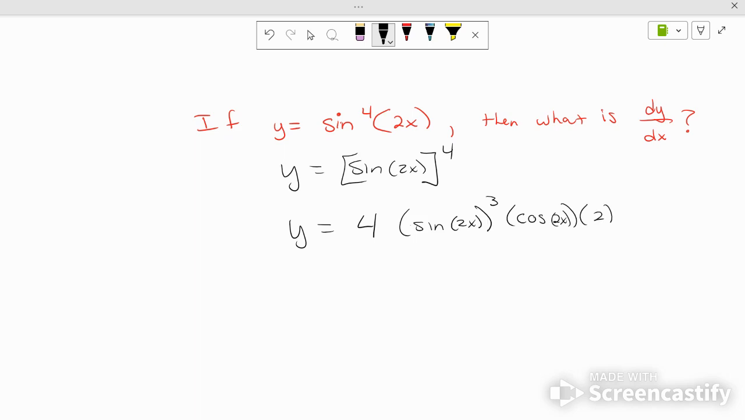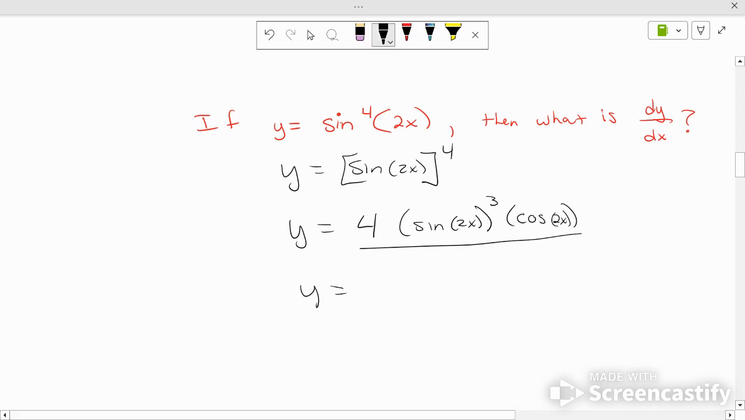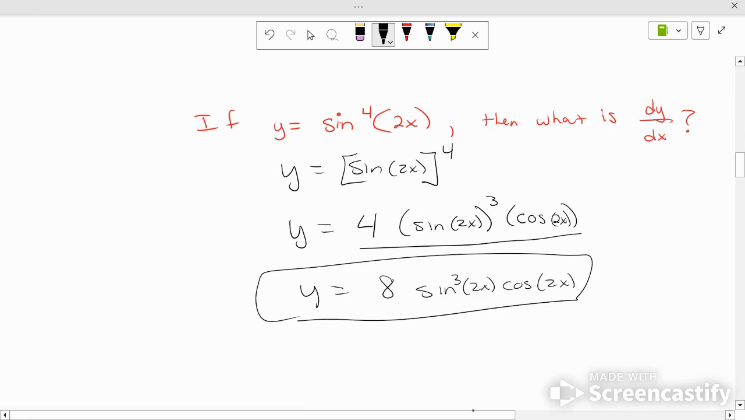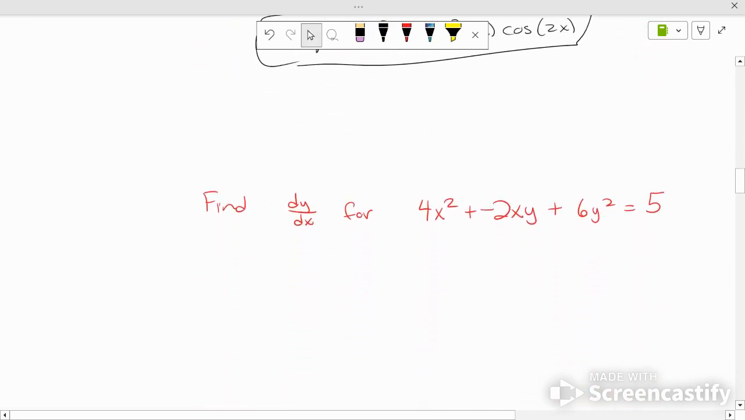times 2. You can't forget the last times 2, because on the test, there'll be an answer that'll be just this, and then an answer, which is the correct answer, which will be 8 sine of 2x, sine cubed of 2x, cosine of 2x. And this is the right answer because of that 2 in the end. Okay? So, make sure you remember all the steps of the chain rule.